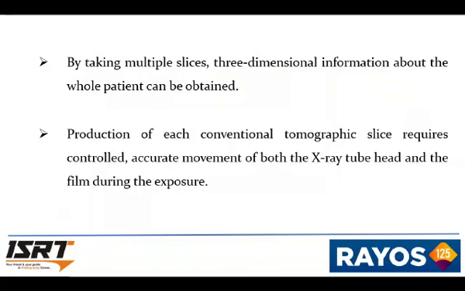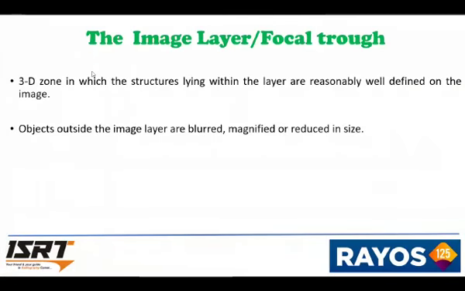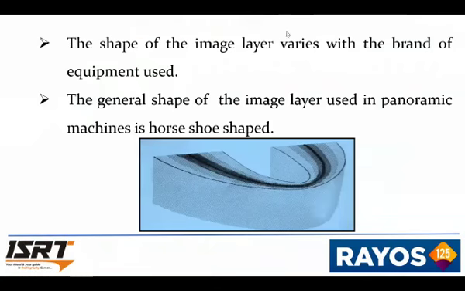The production of each conventional radiographic slice requires controlled, accurate movement of both the X-ray tube head and the film during exposure. In this 3D zone, structures lying within the layer are reasonably well defined. Objects outside the image layer are blurred and magnified or reduced in size. The shape of the image layer varies with the brand of the equipment used. The general shape of the image layer in panoramic radiography is called horseshoe shaped.